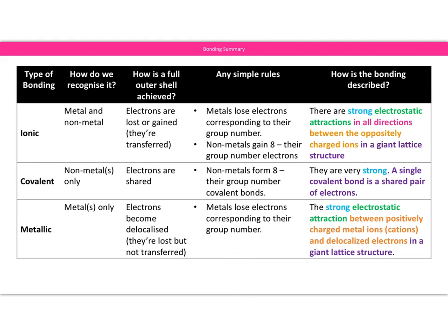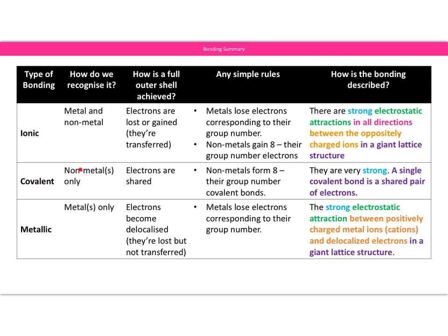And then how do we describe that ionic bonding? We describe it as a strong electrostatic attraction in all directions. Okay, so we'll come back to this in another video, but in all directions, so like gravity exists in all directions. It's not just straight up or straight across, if you picture the earth or something. So in all directions between oppositely charged ions, so plus ions and minus ions, in a giant lattice structure. Believe it or not, that whole sentence is potentially 3 marks in an exam.